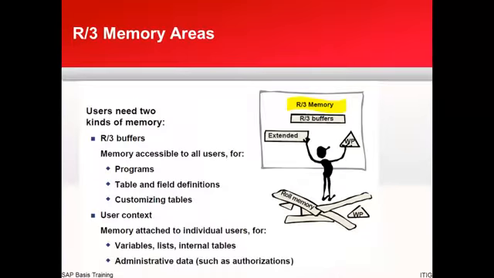Okay, so basically the memory management, you can see users need two kinds of memory. One is the R3 buffers. Basically this is the place where all the programs, the tables and field definitions, customizing tables are stored. Then user context. Basically this is the memory attached to individual users for variables, lists, internal tables, administration data.